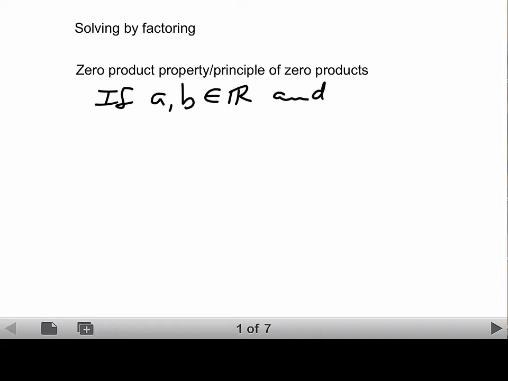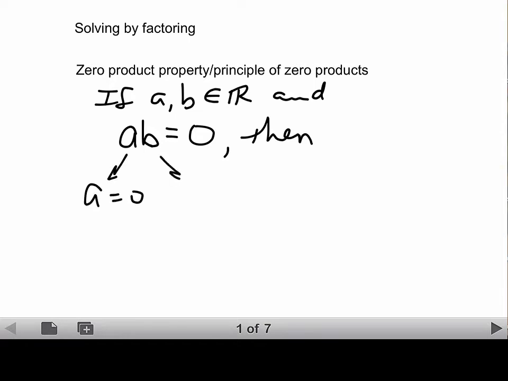and if the product A times B is equal to 0, then we can draw one of two conclusions. Either A is equal to 0 or B is equal to 0. Notice that this doesn't tell you which one is 0, it just says that either one could be 0. Sometimes we can narrow it down though.